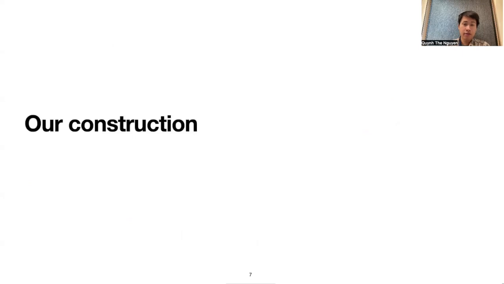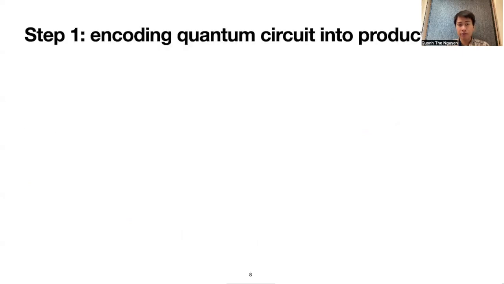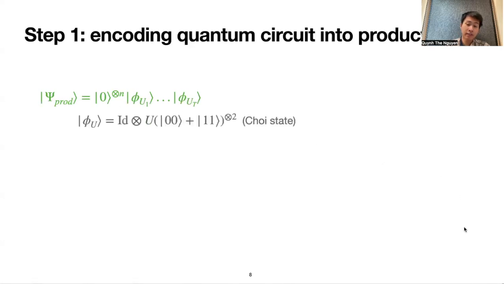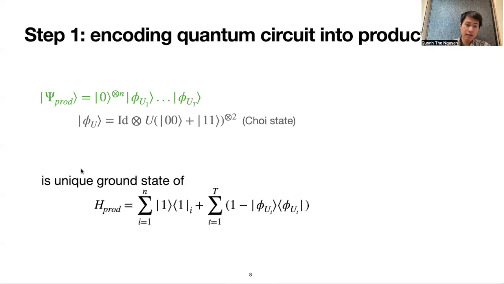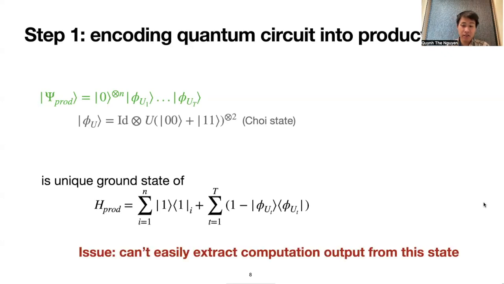So now I'll describe our construction. I'll do this in 3 steps, and the first step is to encode the quantum circuit into a simple product state, which is the all-zero state tensor product with the choice states of the gates in the circuit. In this talk, I'll assume the gates are 2 qubits, so the choice states are 4 qubits. This state is clearly the unique ground state of a simple 4-local Hamiltonian, and seemingly this gives us a mapping from a quantum circuit to Hamiltonian. The issue is that we cannot easily extract the computation output from this state.